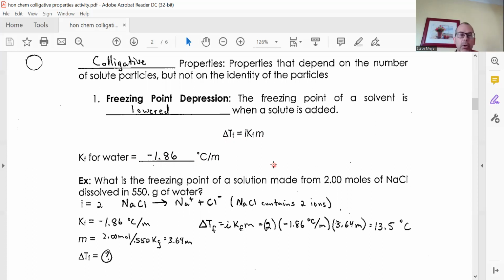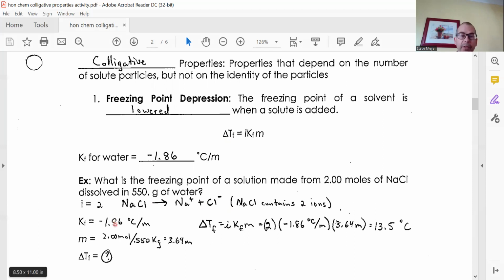All right, let's take a look. What is the i factor? That's how many particles are present. If it's NaCl, it breaks up into Na+ and Cl-, so that i factor is 2 because it breaks into ions. If it were like sugar, which doesn't break up into things, then it would have an i factor of 1. If it would be CaCl2, which breaks up into 3 particles, it would have an i factor of 3.